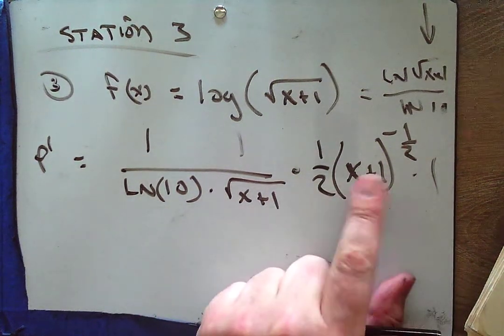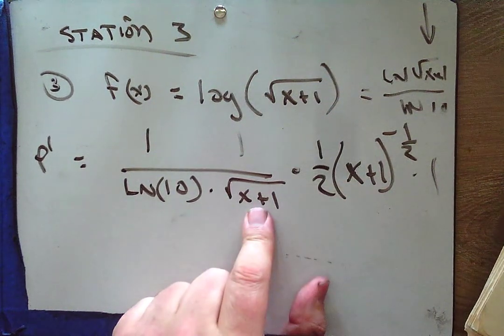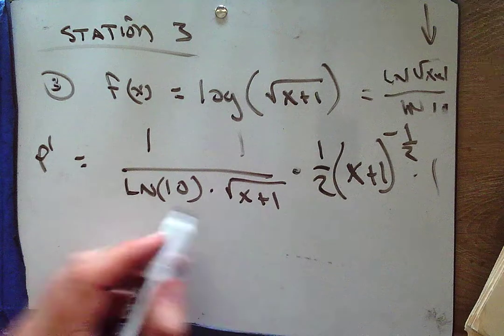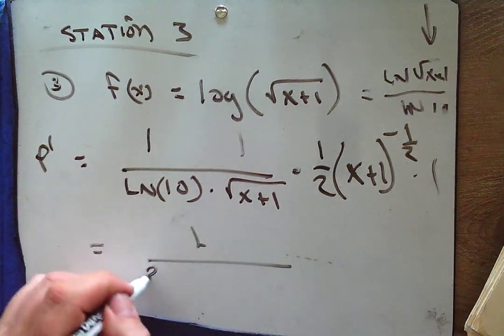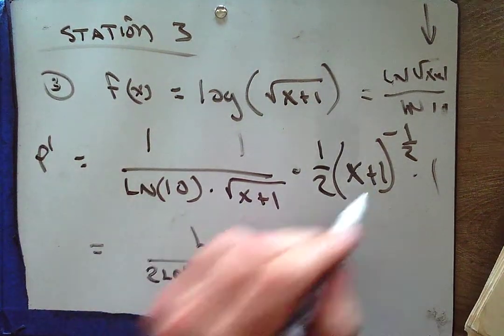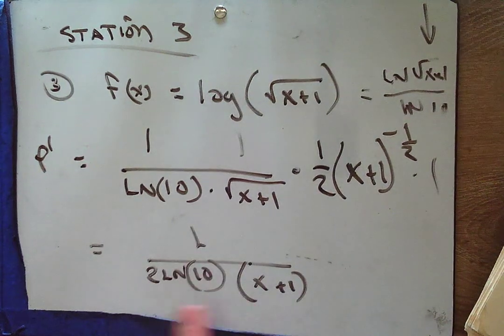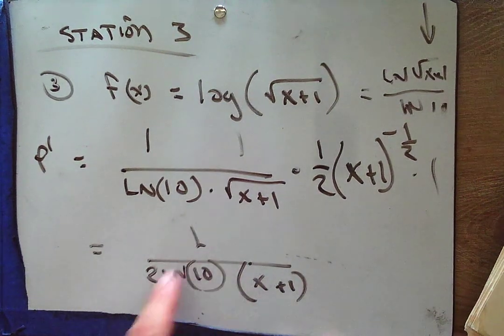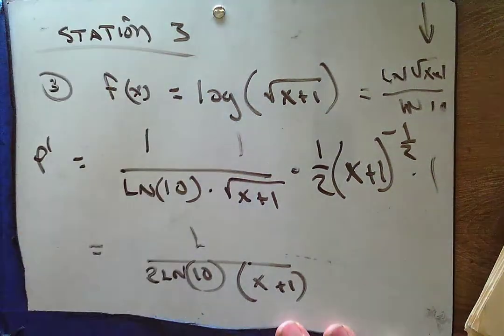And yes, Nathan's right. We can flip this down into the denominator, and this square root times this square root will be canceling. And so I guess I could tidy this up as 1 over 2 ln of 10 times this times that is just going to be x plus 1. But I'm putting this x plus 1 in parentheses because this stuff would need to be distributed to each of those. Okay? All right. And that was number 3.